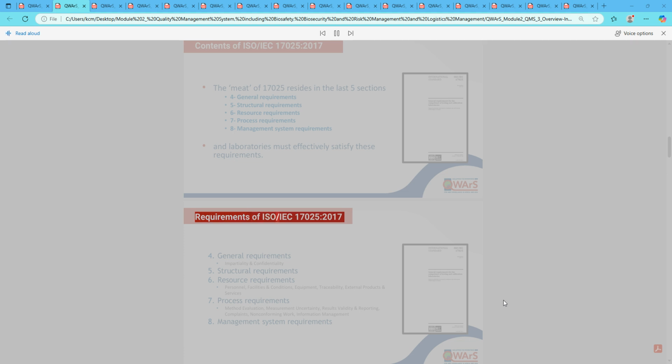Requirements of ISO/IEC 17025:2017. 4. General requirements: impartiality and confidentiality. 5. Structural requirements. 6. Resource requirements: personnel, facilities and conditions, equipment, traceability, external products and services. 7. Process requirements: method evaluation, measurement uncertainty, results validity and reporting, complaints, non-conforming work, information management. 8. Management system requirements.